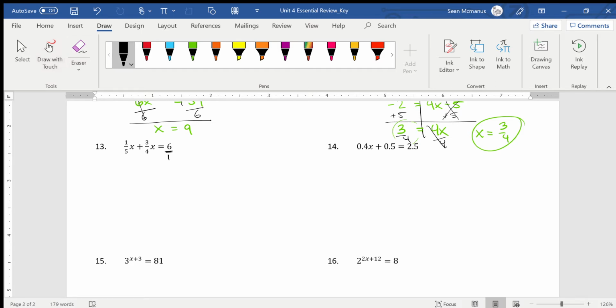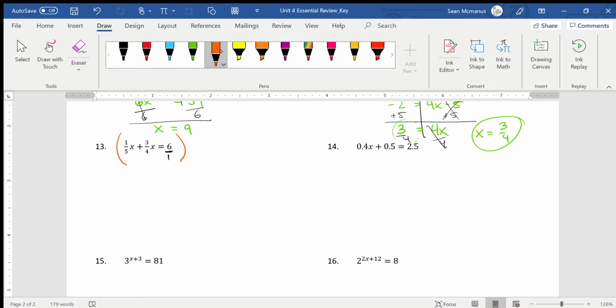But the best thing to do, because not every time are we going to be able to turn these into nice decimals, like this would be 0.2, and 1 over 5 is 0.2, 3 over 4 is 0.75. Those are okay, but if I had like 3 over 7, that's going to be an ugly decimal that keeps going, and I don't want to introduce that into my equation. So what we're going to do is eliminate fractions by multiplying by the lowest common denominator, right?